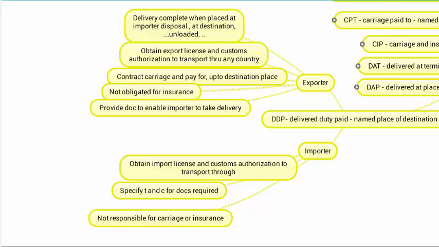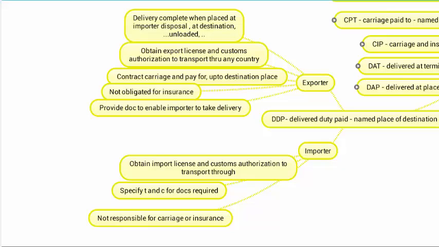It is customs cleared. All the customs duty, all the licenses, export and import, have to be taken care of by the exporter, who must ensure that the duties are paid up to the point where it reaches the importer. He has to contract for the carriage and pay for it up to the destination place. He is not obligated for insurance because he is bringing the goods safely up to the destination, and he has to provide a document to enable the importer to take delivery of goods.